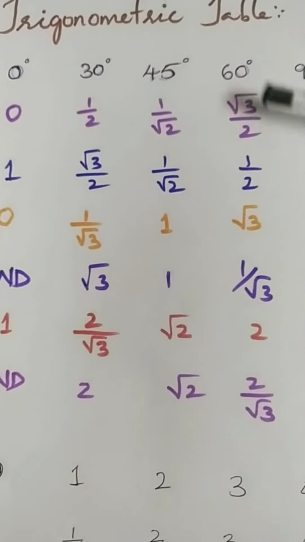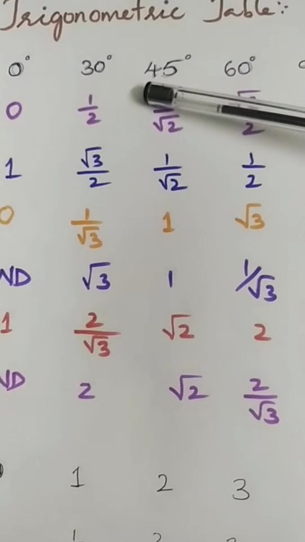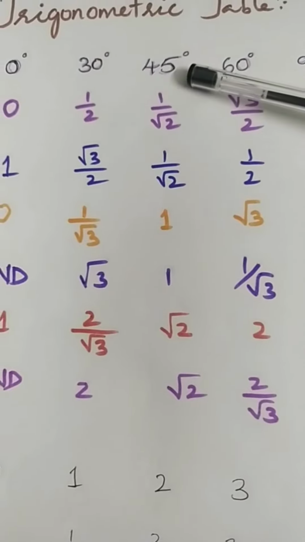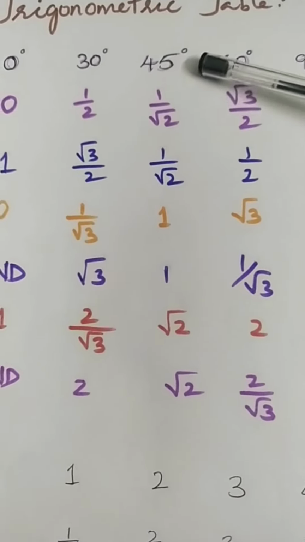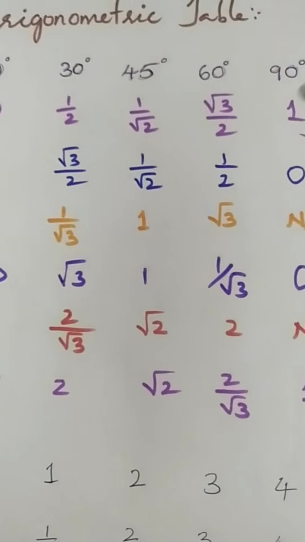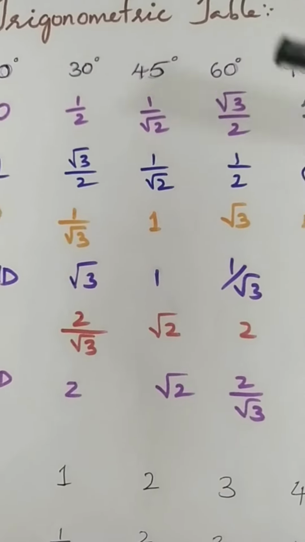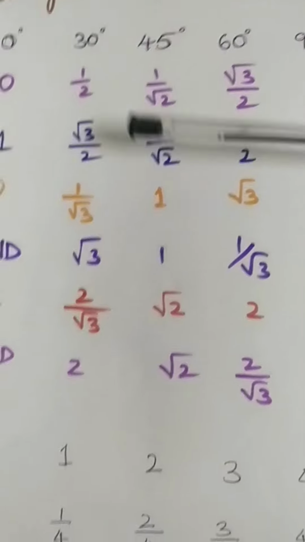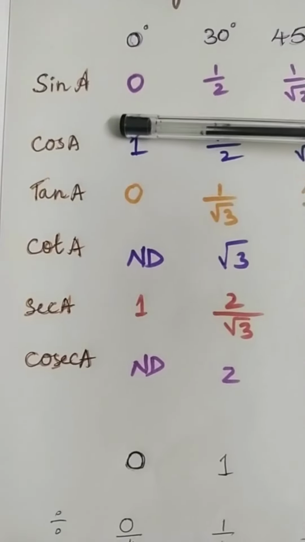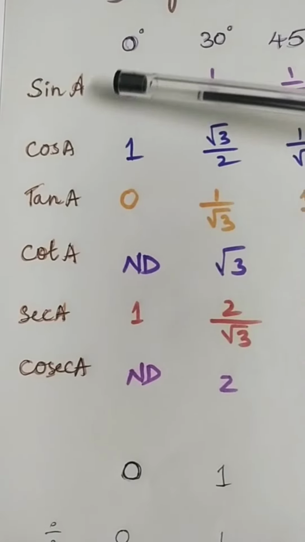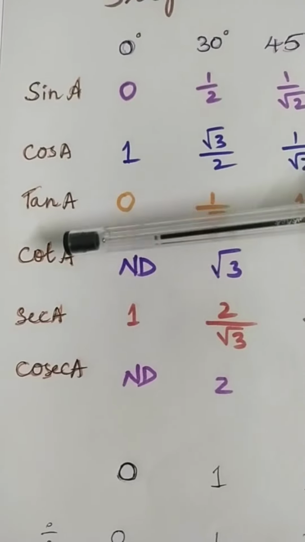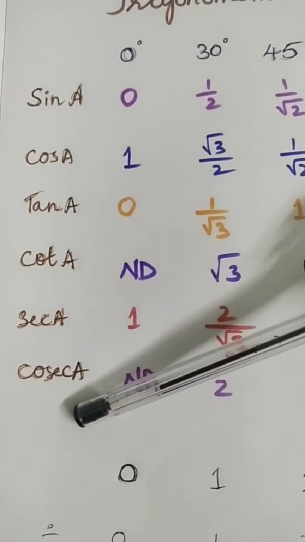See, in the angles, between the first and second there is a 30 degree difference. Between the second and third it is 15 degree, then again 15 degree, then again 30 degree. So 0 degree, 30, 45, 60 and 90. These standard angles have different values for all the 6 trigonometric ratios. I have the trigonometric ratios as sin A, cos A, tan A, cot A, sec A and cosec A.